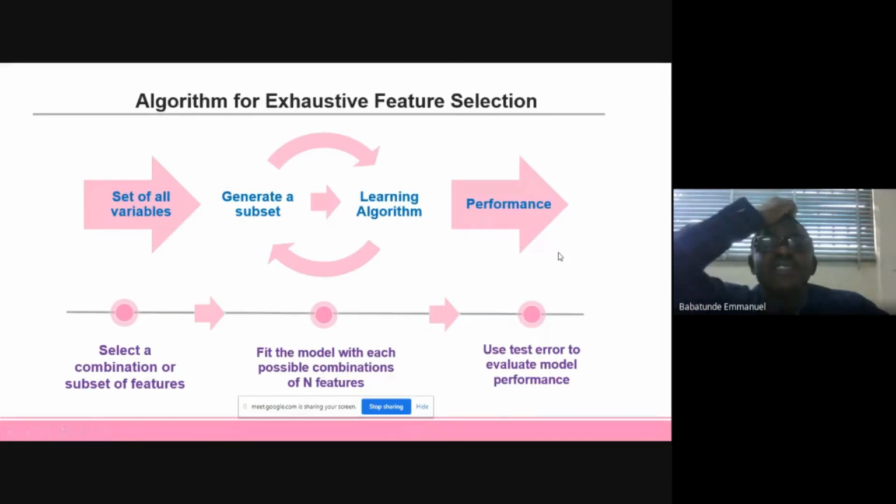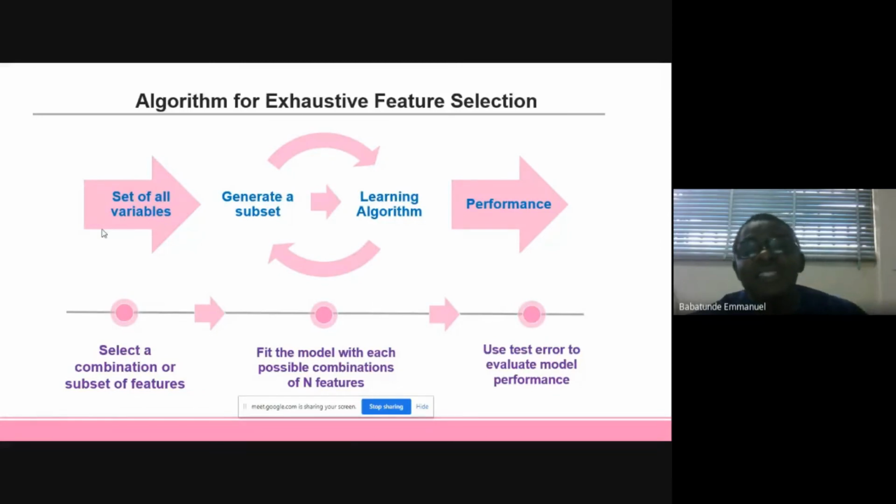So the algorithm for exhaustive feature selection is what is graphically displayed. We have a set of all variables, and we generate a subset of that. We use a learning algorithm to test if the subset performed well, and that is what exhaustive feature selection is all about. At the end of the day, we are able to generate a subset of features that are most significant to the prediction, so that our performance can be optimal. And so we select a combination of subset of features. We feed the model with each possible combination of n features, then use the test error to evaluate model performance.